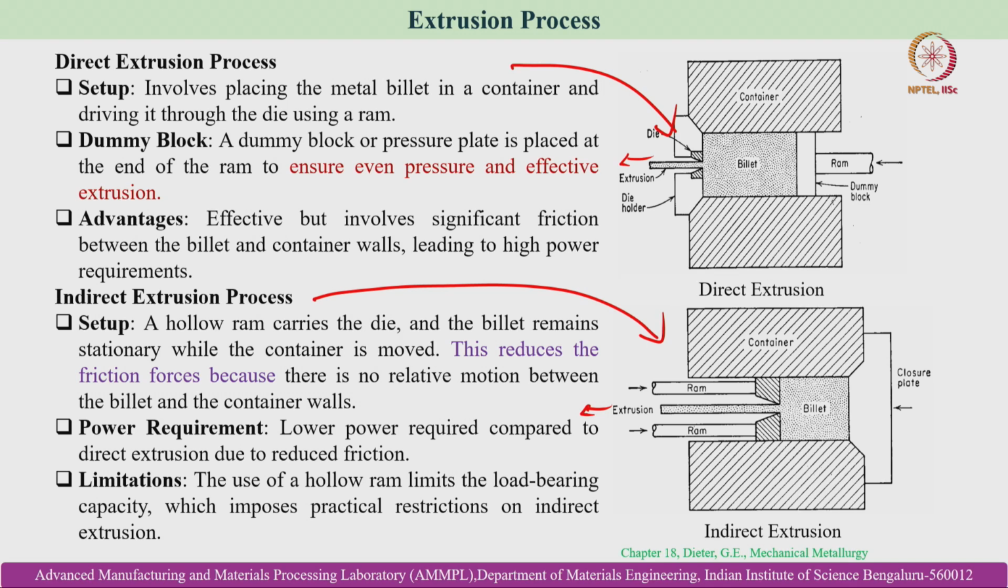Lower power is required compared to direct extrusion due to reduced friction in the case of the indirect extrusion process. What are the limitations? The use of a hollow ram limits the load bearing capacity, which imposes practical restrictions on indirect extrusion. So the use of the hollow ram is a challenge, as it limits the load bearing capacity. This is the concern in the case of indirect extrusion.